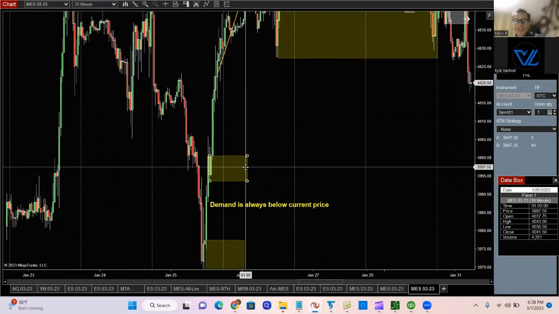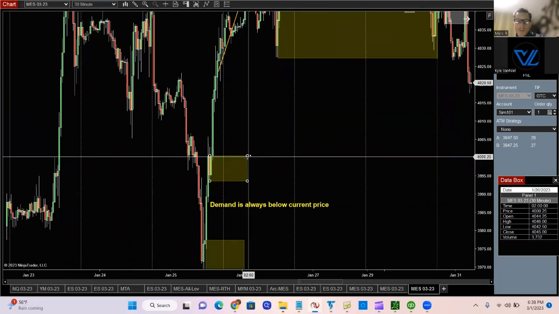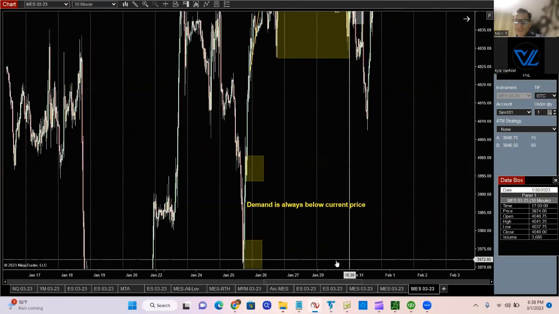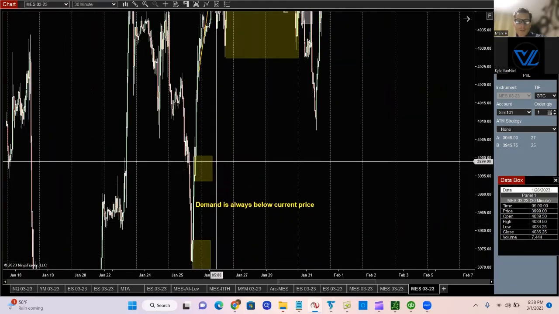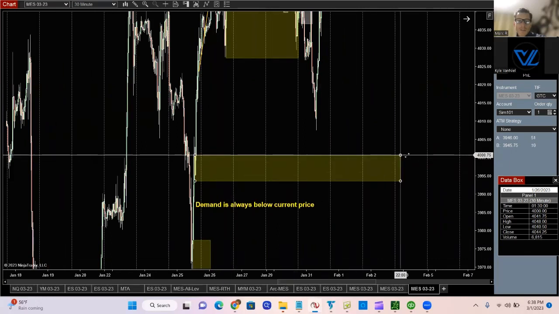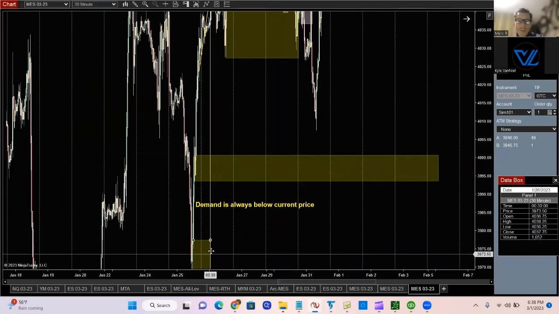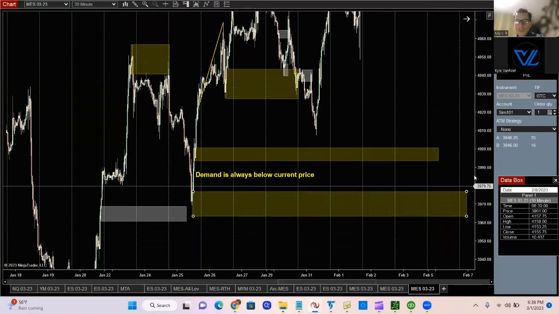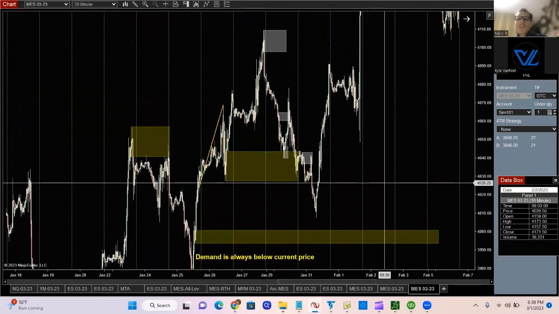So just to see if any of these other levels held, or if these were relevant for anything. Price didn't even get down here. I mean, it may have at some point, but it didn't right now. So the price started going back up again.